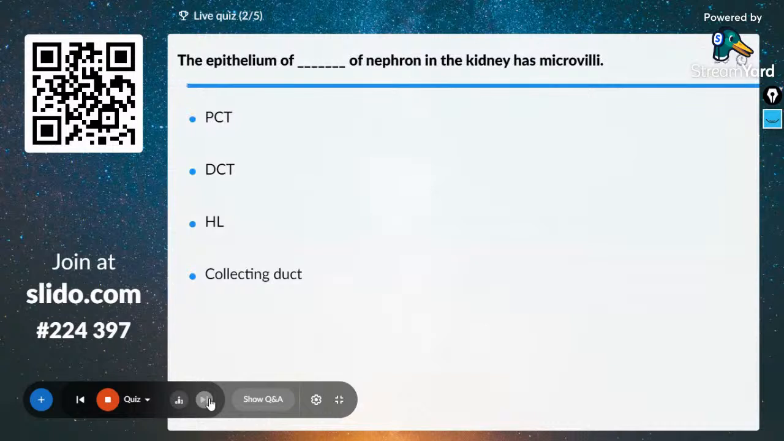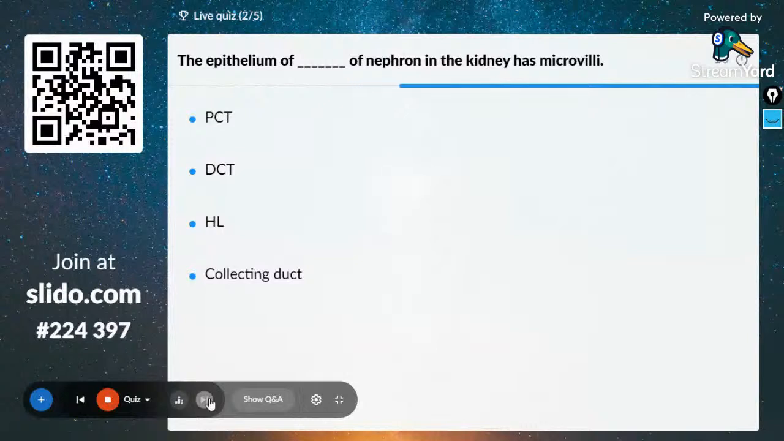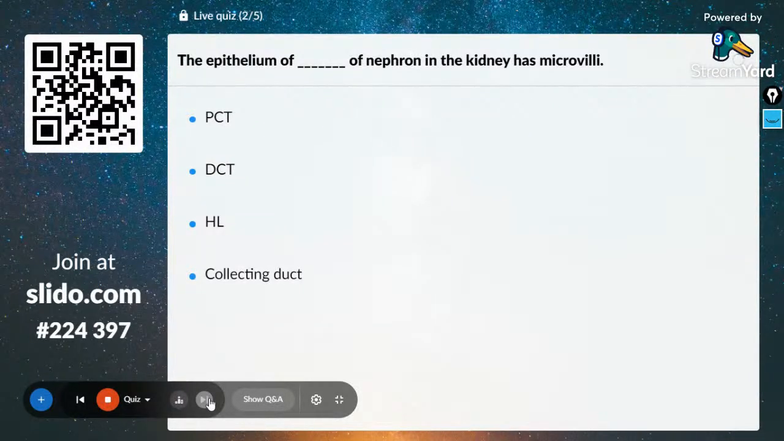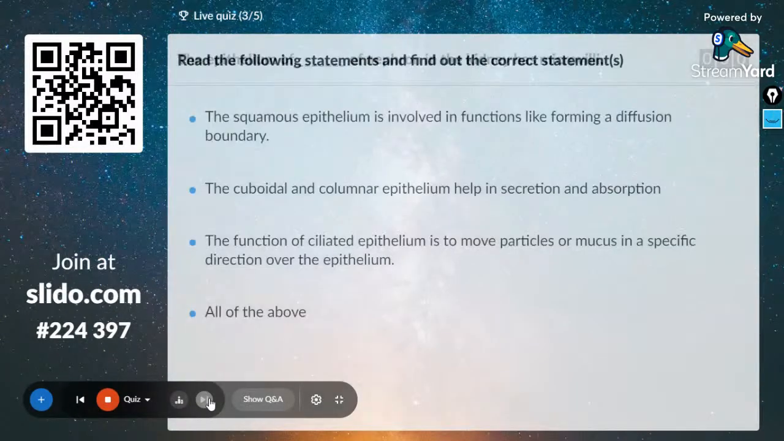Question number 2. The epithelium of which part of the nephron in the kidney has microvilli? PCT, DCT, HL, that's Henle's loop, or the collecting duct. Very good again. PCT, the proximal convoluted tubule, is correct. Moving on to question number 3.